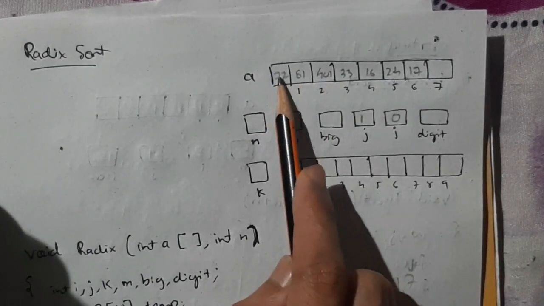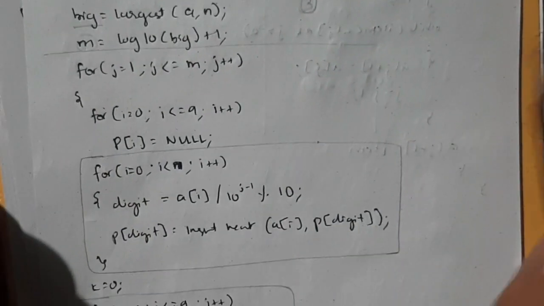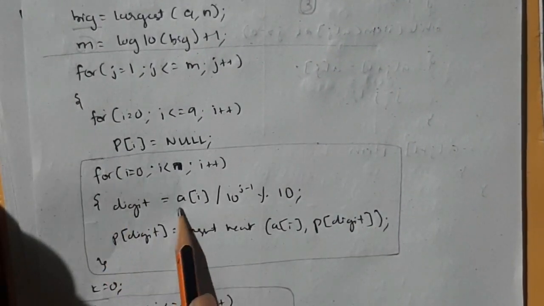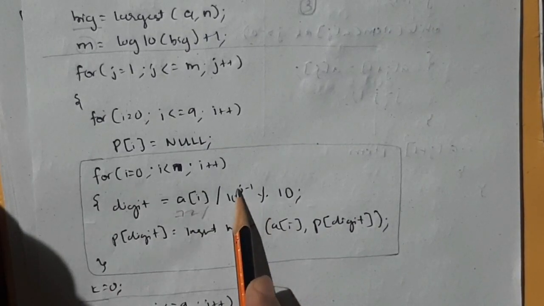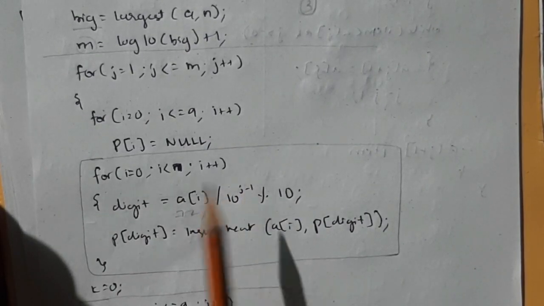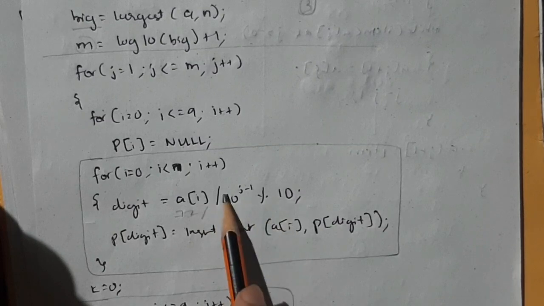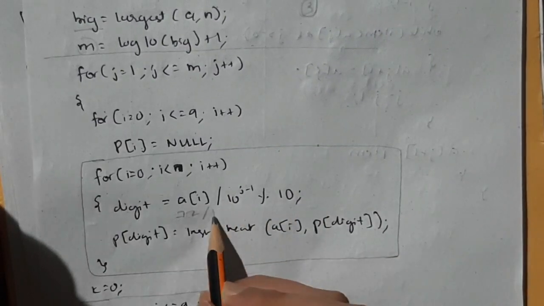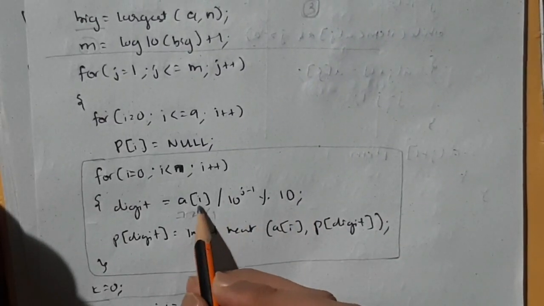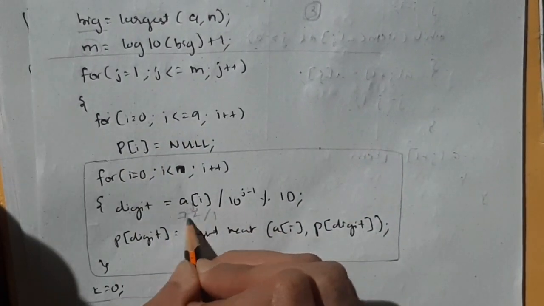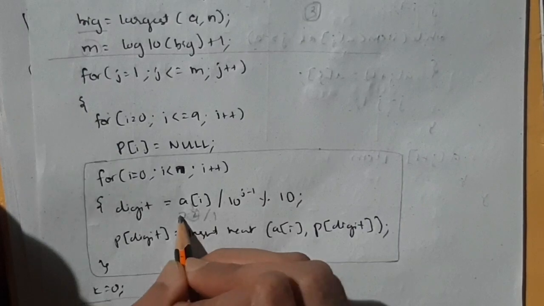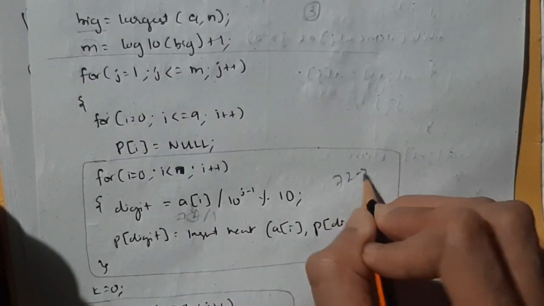So when it concentrates on 72, what it does, digit is equal to a of i, which is 72. 72 divided by 10 raised to j minus 1, j is 1, so 1 minus 1 is 0, so 10 raised to 0 is 1, right? So 72 divided by 1 percentage 10. So what is 72 percentage 10? You will get the remainder 2, right? So this digit, which is the last digit, that is getting compared. So for 72 you got 2.